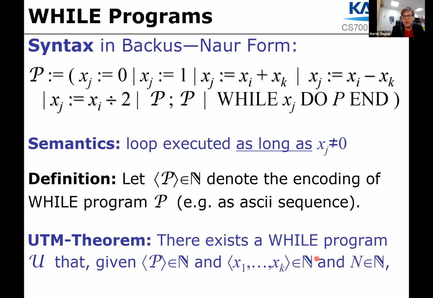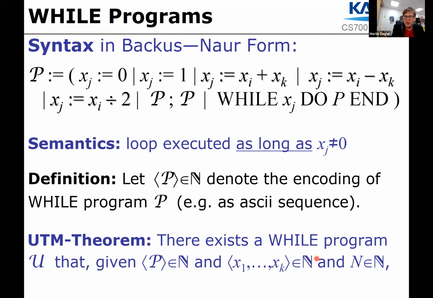And we needed ways to encode while programs, and which particular way is usually not so important. One way is, for instance, to encode it as an ASCII sequence of bytes first, and then the sequence of bytes as one very, very large integer.